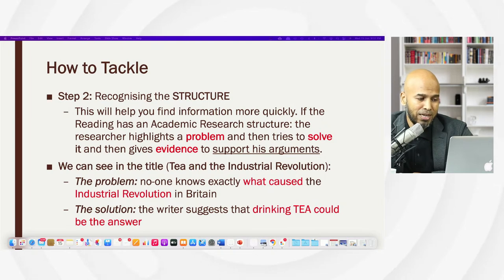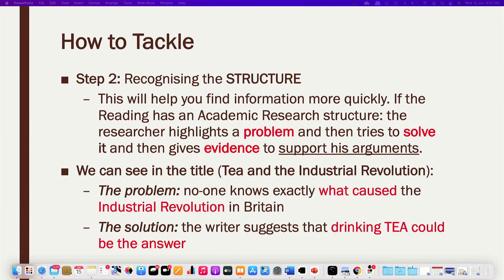If the reading has an academic research structure, the researcher highlights a problem and then tries to solve it and then gives evidence to support his argument. As we see the heading, Tea and the Industrial Revolution, okay, so the structure is more research type. Although we may find some facts and figures, this is a research-oriented essay. So what can we expect? We can expect a problem. We can expect solutions. If we consider this essay, the problem is that no one knows exactly what caused the industrial revolution in Britain. And the solution, the writer suggests that drinking tea could be the answer.